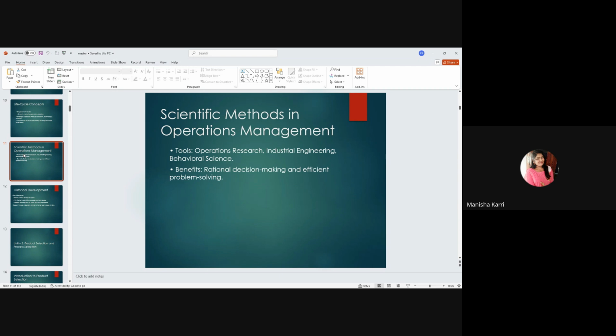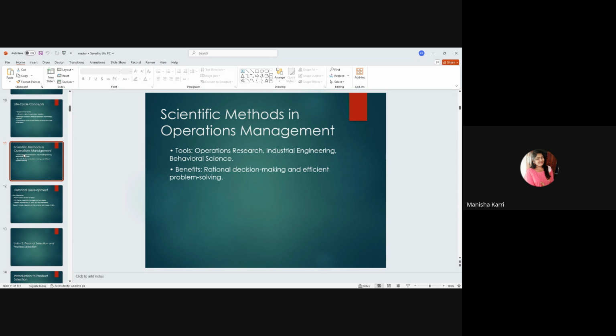The last one is behavioral sciences. This is the study of how people behave within the work environment. It helps improve team productivity and job satisfaction. For example, studying employee behavior to create better work schedules that reduce fatigue and increase output.